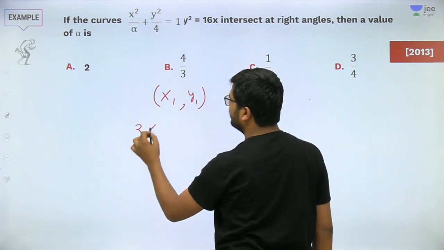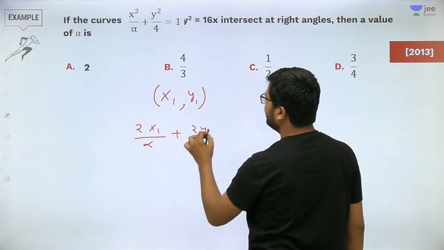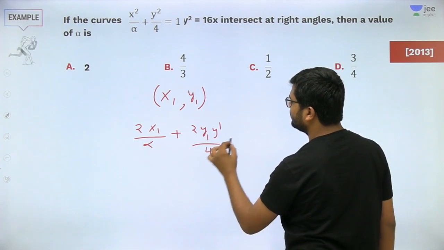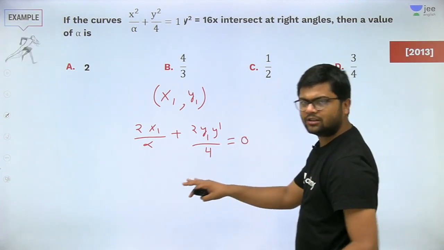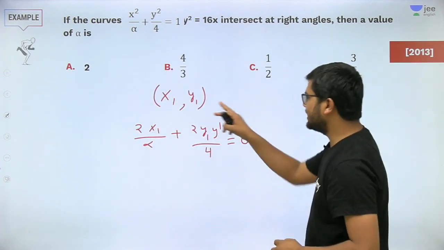It will become 2x1 upon alpha plus 2y y1 y dash upon 4 equal to 0. Getting my point or not? It is a very simple differentiation. Yes or not? At the point x1, y1.